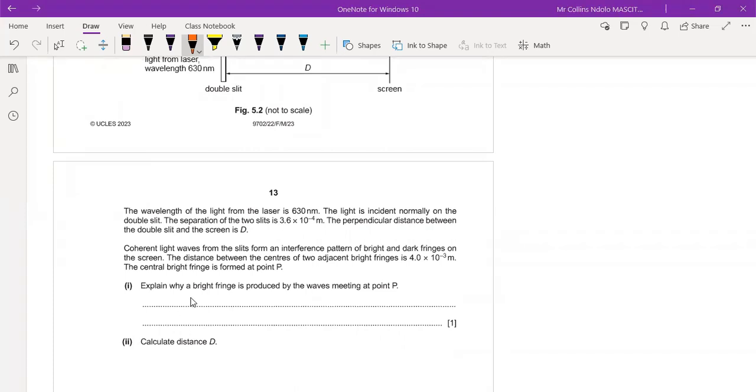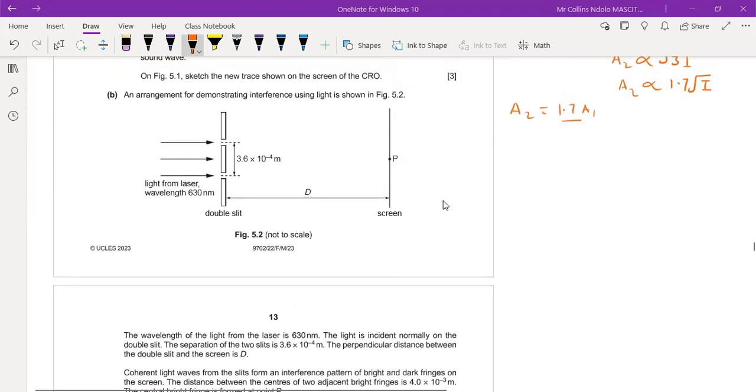Roman 1, explain why a bright fringe is produced by the waves meeting at point P. Now, because P is where we're going to have the central maximum being formed, meaning the rays of light traveling from the slits to this particular point will be traveling equal distances. It will form like an isosceles triangle. So if I call this one here slit 1 and this is slit 2, the truth is that slit 2 to P, this distance, minus slit 1 to P will give us 0. That means the path difference here will be 0 wavelength.